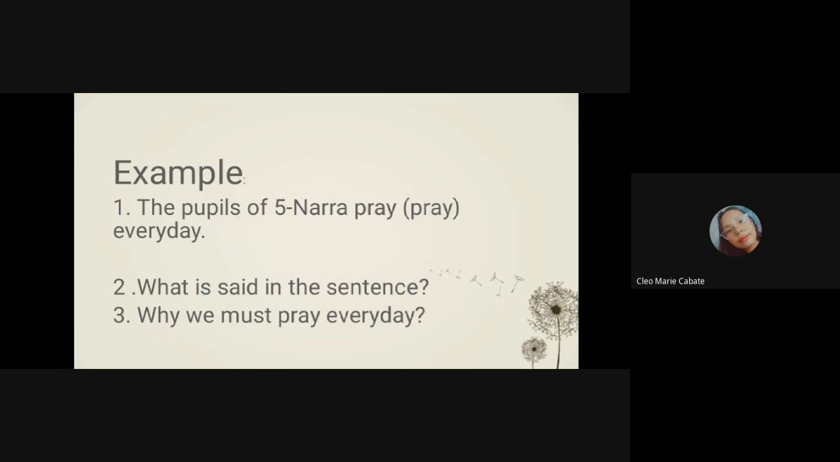The pupils of grade 5 pray every day. The subject here is plural. Okay. What is the verb in the sentence? Okay, very good. Why must we pray every day? Okay. Thank you.